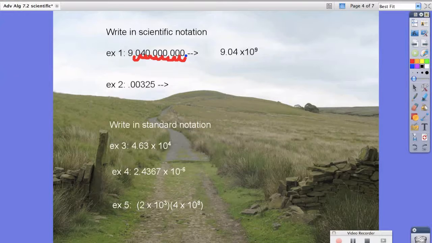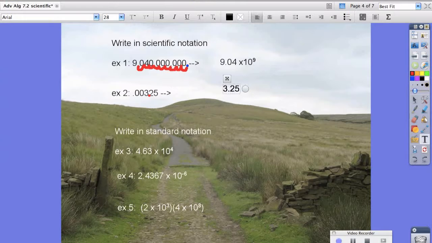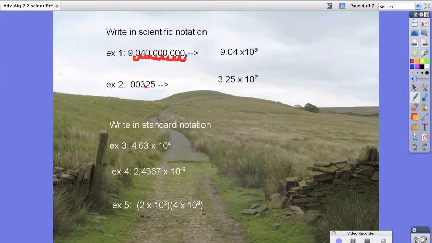Okay, now let's try it again for example 2. Number 2, we need to figure out where to put our decimal point. So hopefully you know that we want to put it after the 3 because 3.25 or 3 and 25 hundredths is greater than or equal to 1 and still less than 10. So we're going to write down our number, 3 and 25 hundredths times 10 to the something power. So now we're going to start at our new point, which is at 3.25, and move it to our original, which happens to be at the very beginning, which again we'll put in blue just to make sure it's clear.